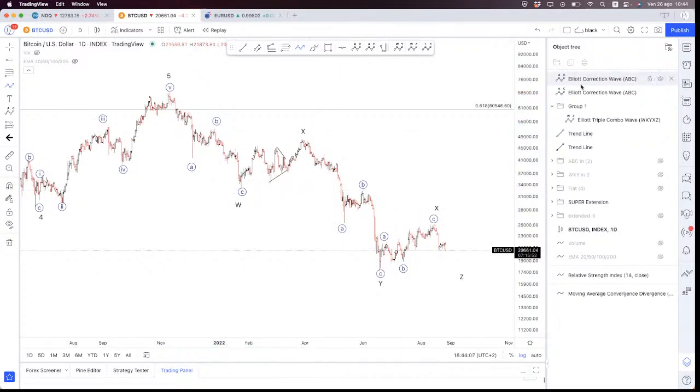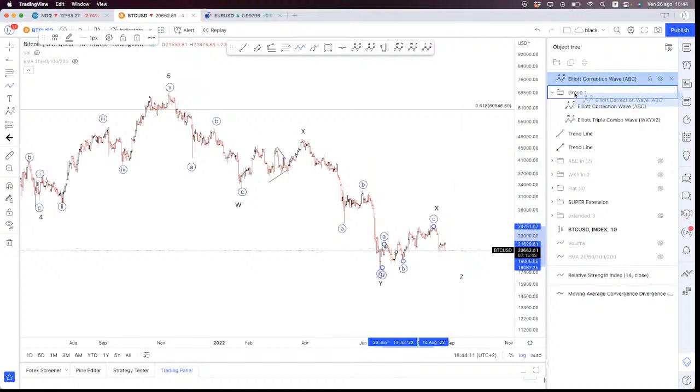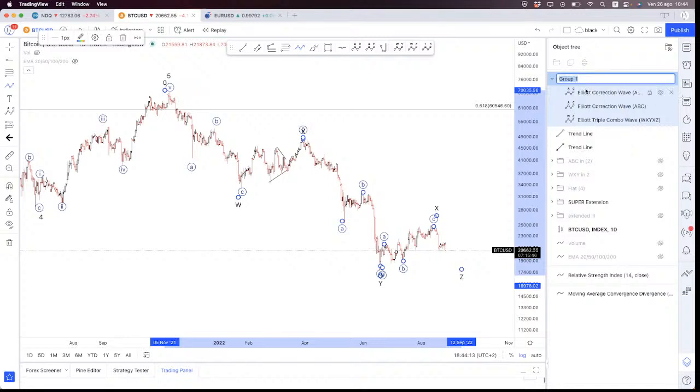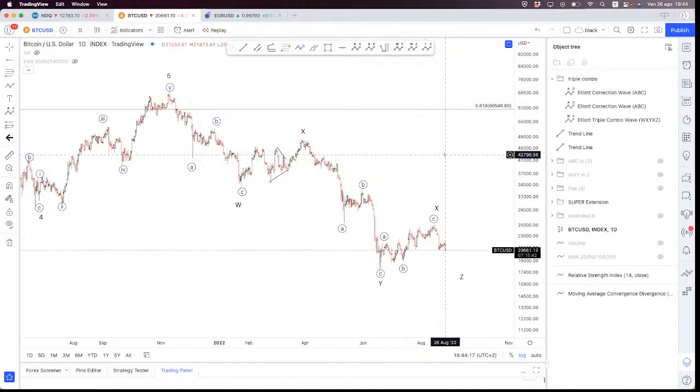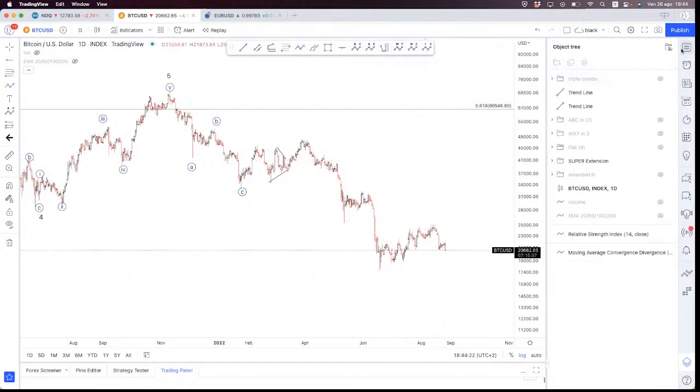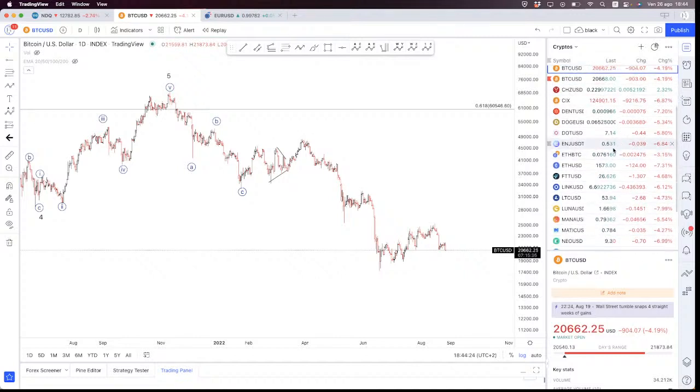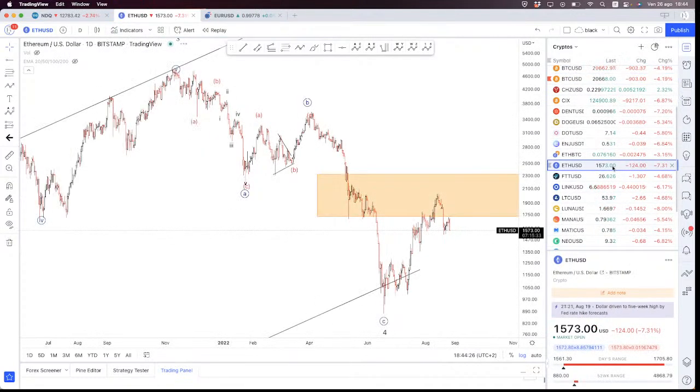But yeah, this basically is the Bitcoin outlook. Let's perhaps take, oh, actually, I wanted to, a triple combo. Okay. Let's take a look at Ethereum. So ETH.